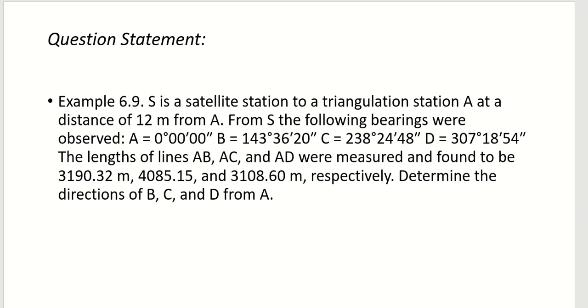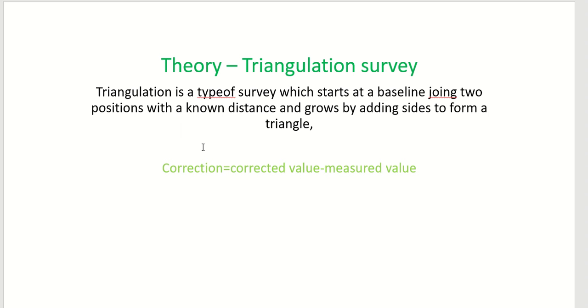Let's see what the theory behind this is. The theory behind this is triangulation surveying. Triangulation surveying is a type of surveying which starts with a baseline joining two positions at a known distance and grows by adding sides to form triangles. Here in the problem, the baseline is SA and the distance between them is 12 meters.